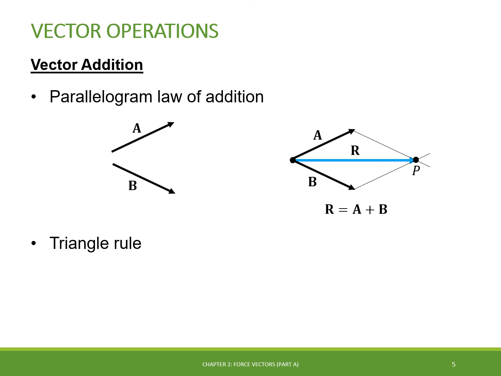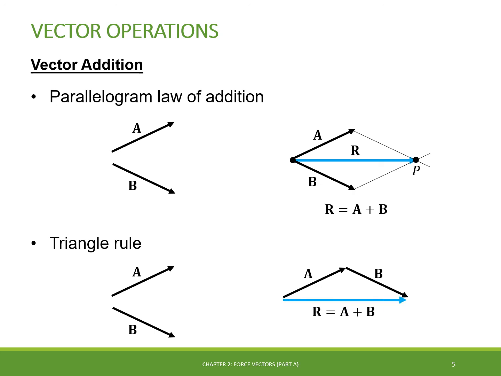Another way to add two vectors is using the triangle rule, which is a special case of the parallelogram law. Let's take the same vectors A and B. In order to add them using the triangle rule, we have to connect the head of vector A to the tail of vector B, and then the resultant vector R extends from the tail of A to the head of B. It's also important to mention here that the addition of two vectors is commutative, which means that it doesn't matter if I add A to B or B to A. The result will always be the same.